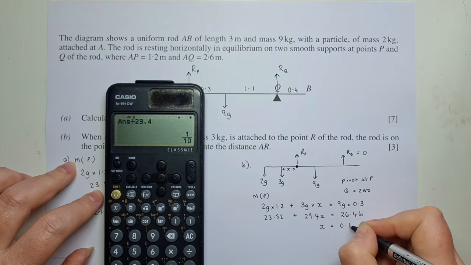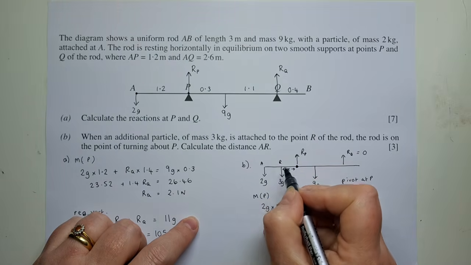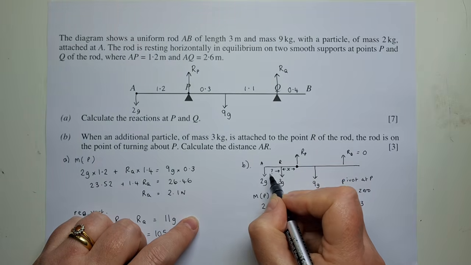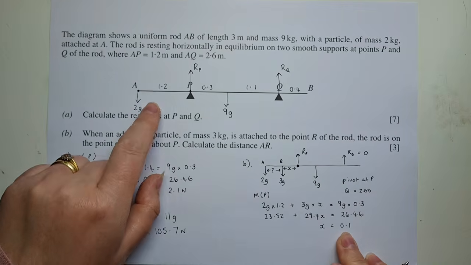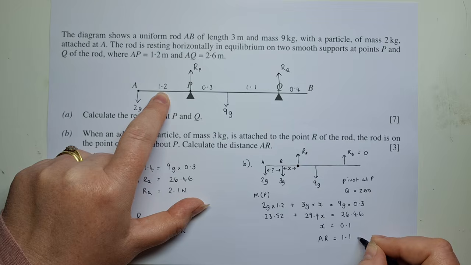That gives me x is 0.1. The distance it wanted was A to R, so it actually wanted this distance here. So if we subtract 0.1, we get the distance AR is 1.1, and we're finished.